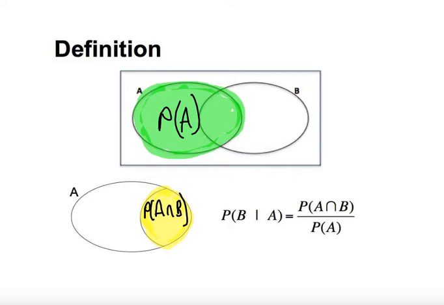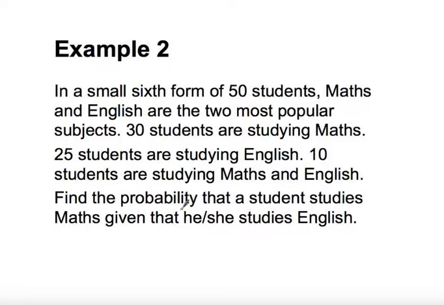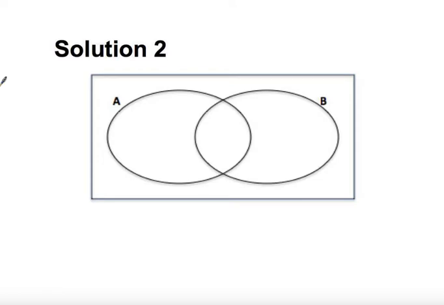So let's have a look at a different example. In a small sixth form of 50 students, maths and English are the 2 most popular subjects. 30 students are studying maths, 25 are studying English, 10 students are studying maths and English. Find the probability that a student studies maths given that he or she studies English. So what we know is, let's call A maths and B English.